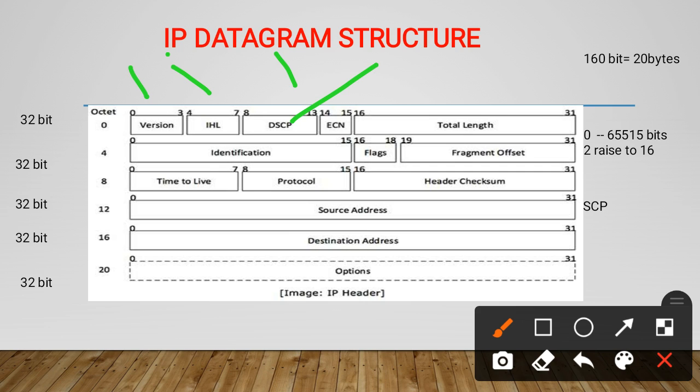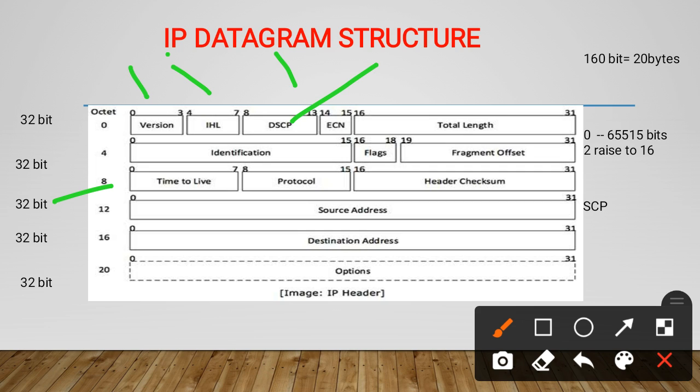These 32 bits are used because the total data will be divided into segments and sent from the sender, and at the receiver they are collected in order. After that, the 32 bits are for the time to live, protocol and header checksum.